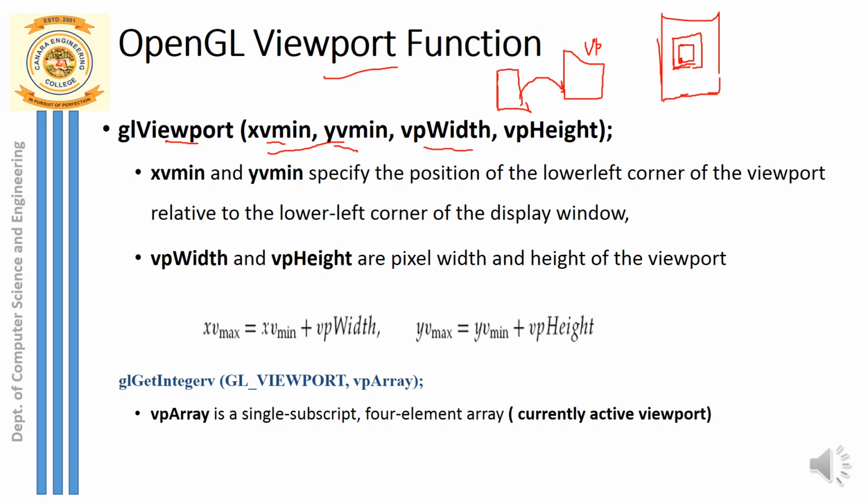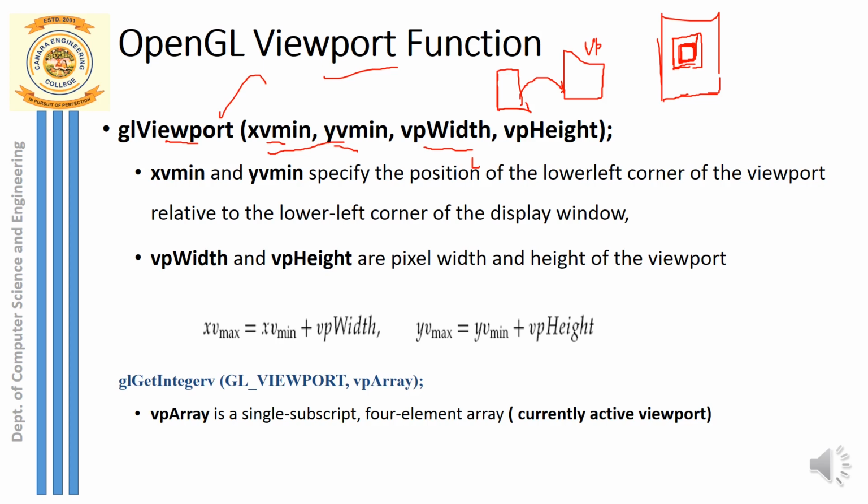And then your VPort has a width and height. So definitely your VPort has width horizontally and height, that is vertically. So this rectangular area inside the display window is nothing but the VPort, and the OpenGL function required to draw that is GL VPort. Remember that, okay.